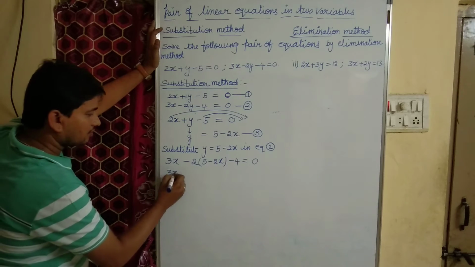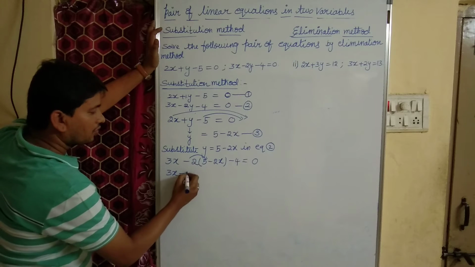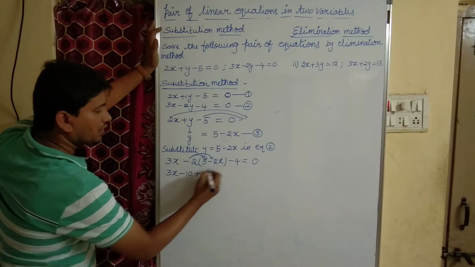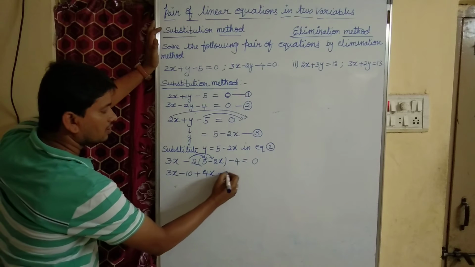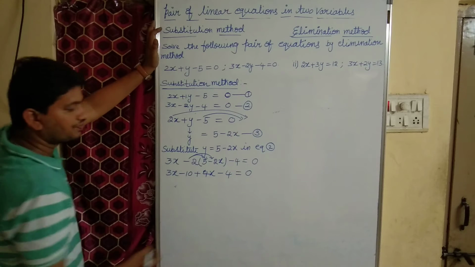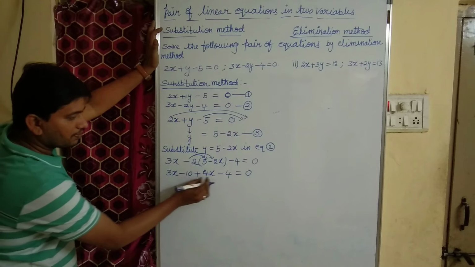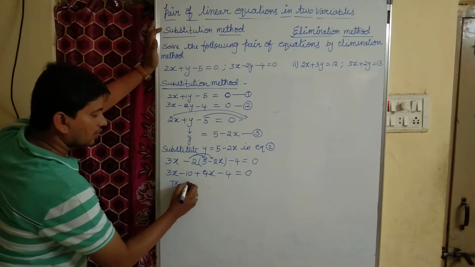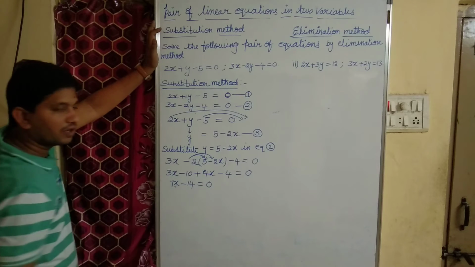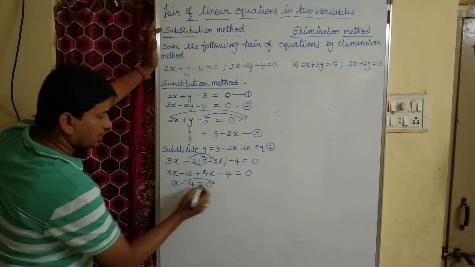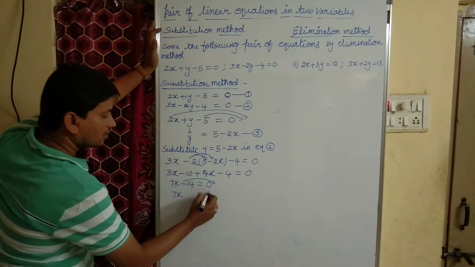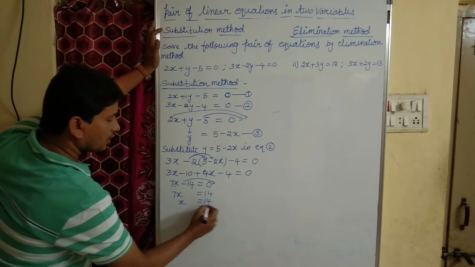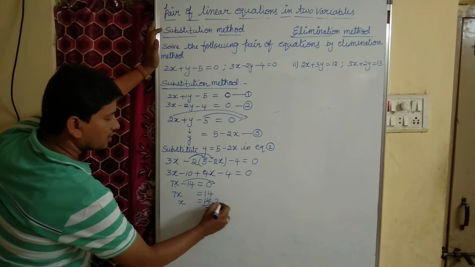So 3x minus 2 into 5, 2 5s are 10, minus into minus plus 2 into 2, 2 2s are 4x minus 4 equal to 0. 3x plus 4x, that is 7x, minus 10 minus 4, that is minus 14, equal to 0. Minus 14, you transpose, it becomes plus 14. As 7 is multiplying, transpose, it divides, 7 1s are 7, 7 2s are 14.